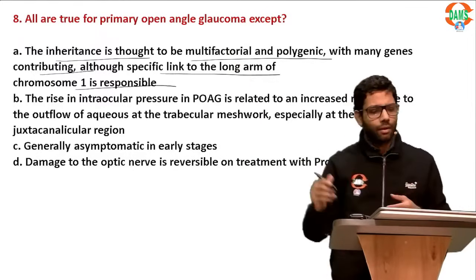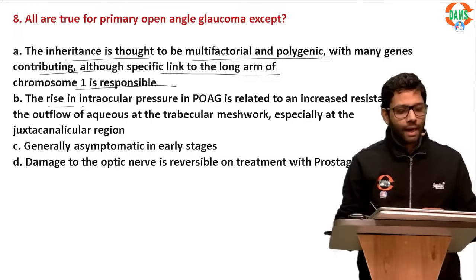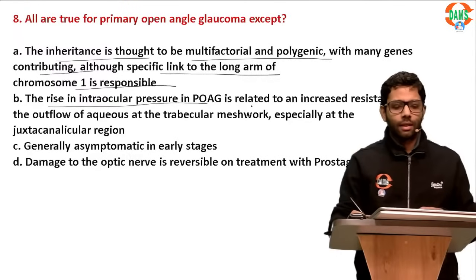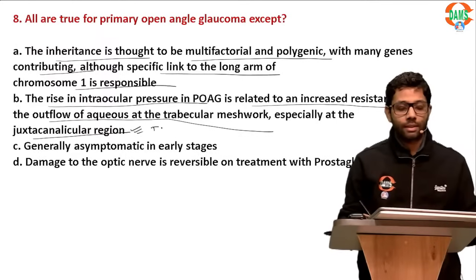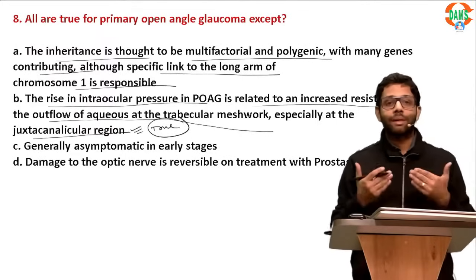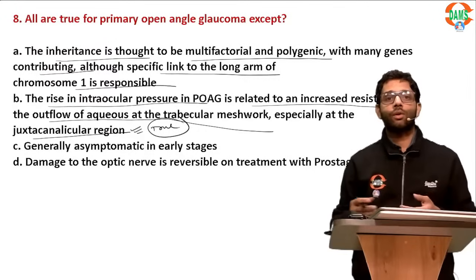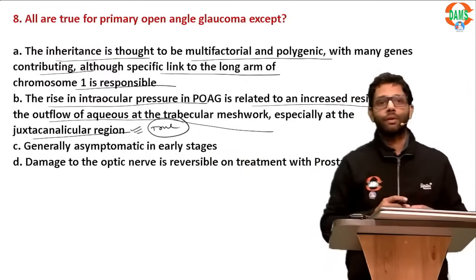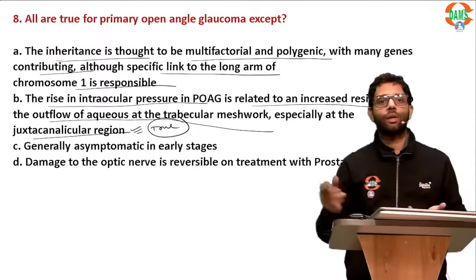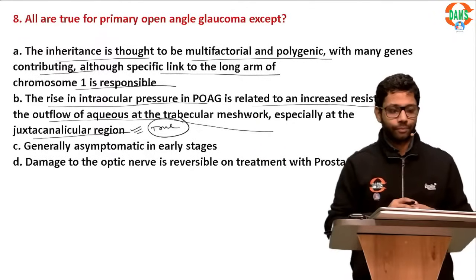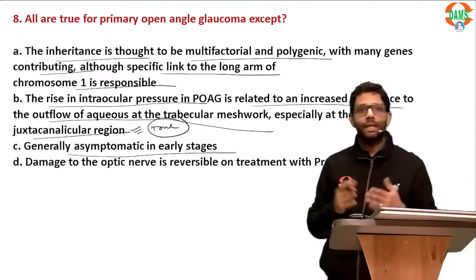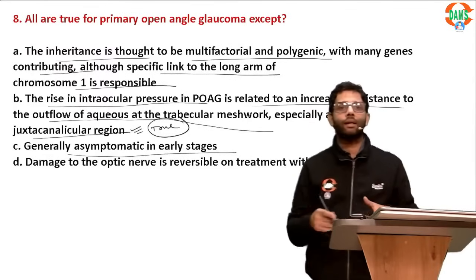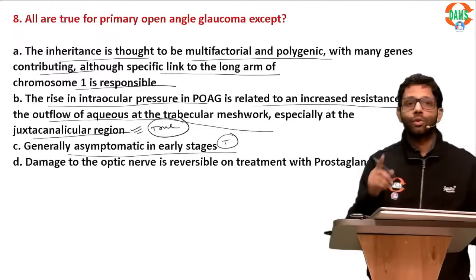Second, the rise in intraocular pressure in primary open angle glaucoma is due to resistance to the flow of aqueous at the trabecular meshwork, especially juxtacanalicular. You should know this is the true statement because that is the main reason. The maximum resistance of the trabecular meshwork is at the juxtacanalicular portion, and that word was a PYQ. Which disease in ophthalmology is known as the silent thief of sight? That is open angle glaucoma. That's why it is generally asymptomatic in the early stage. You should know this too.